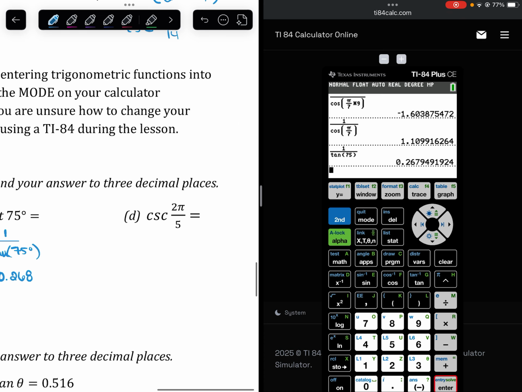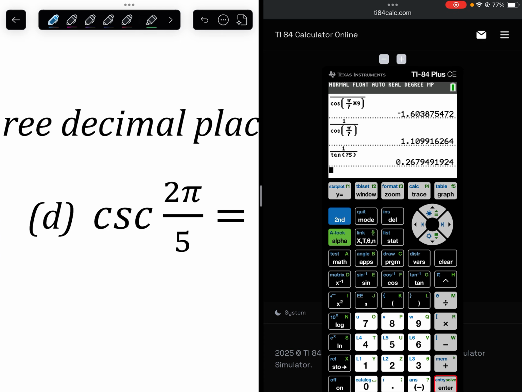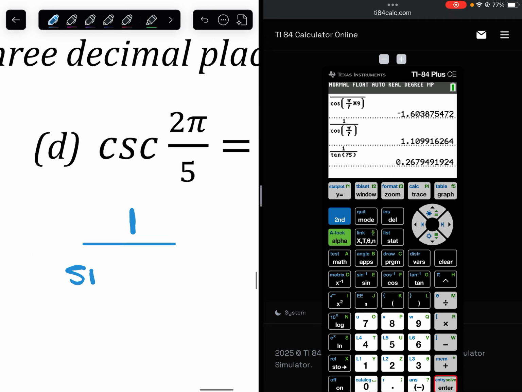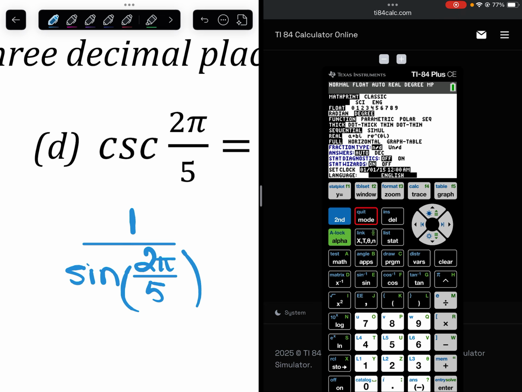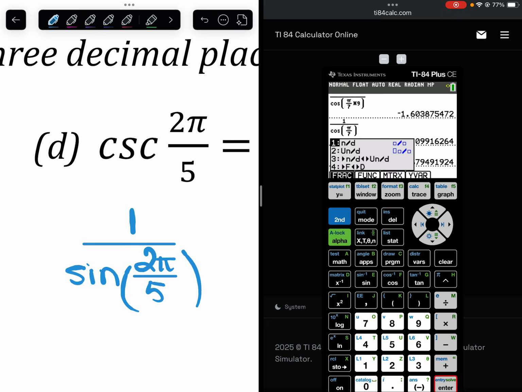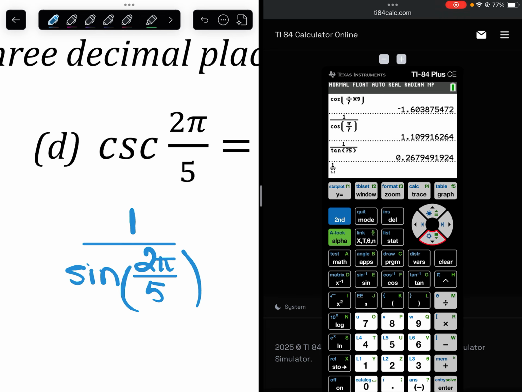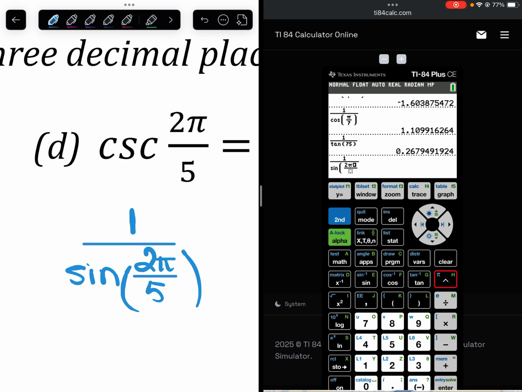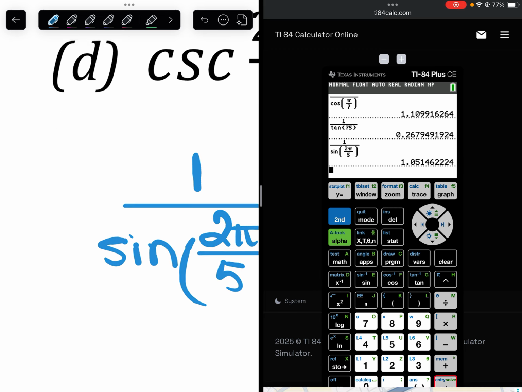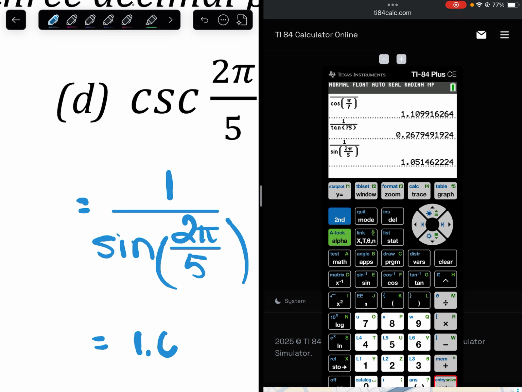Cosecant 2 pi fifths. Cosecant's reciprocal is sine. So that is equivalent to 1 over sine of 2 pi fifths. Mode first, because I think I'm in degrees. Yep, of course I am. Yes, I'm making you go back and forth so you practice it. Alpha y equals, for my fraction, 1 over sine. Alpha y equals again for another fraction, 2. Then my pi button, and then my 5 on the bottom, out and close, and voila. 1.051.